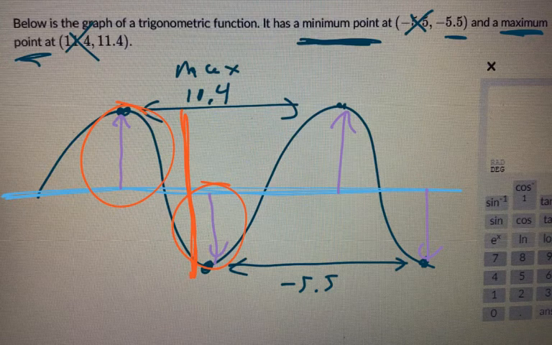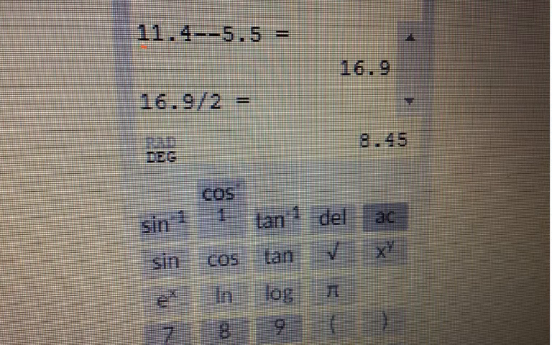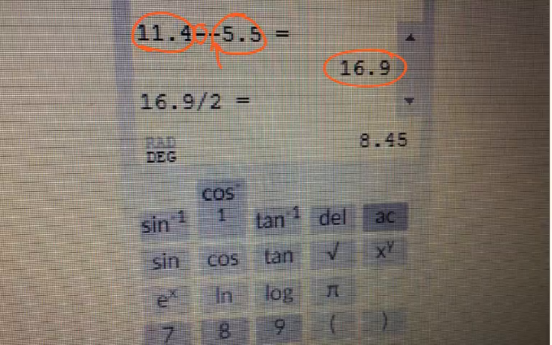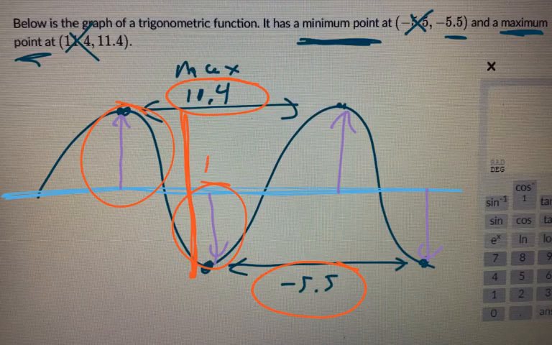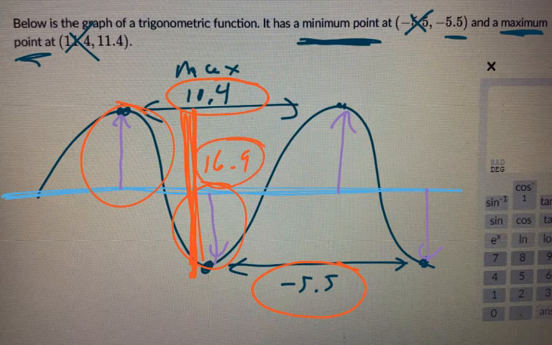So here's what we're going to do. We're going to subtract the max with the min, knowing that it's double what we want, and then we're going to divide by 2. Check this out. I'm going to do 11.4. I'm going to minus negative 5.5. Watch your negatives, guys. We are minusing a negative. We get 16.9.